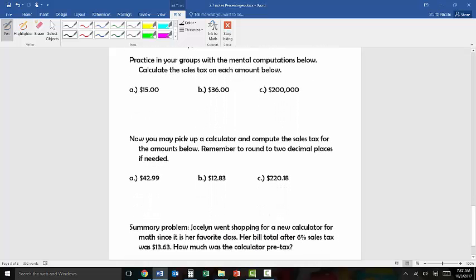Right, so these are going to be mental computations. We're going to get 6% of each of these longhand, okay? So 6% of 15, again, we're just going to do 6 times 15, and then we'll move the decimal left twice. So if you do 6 times 15, you're going to get, I believe, 90, and you move the decimal left twice. So 90 cents is your tax.